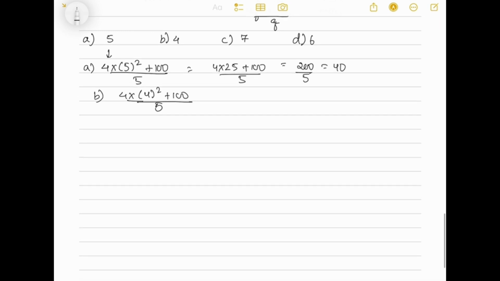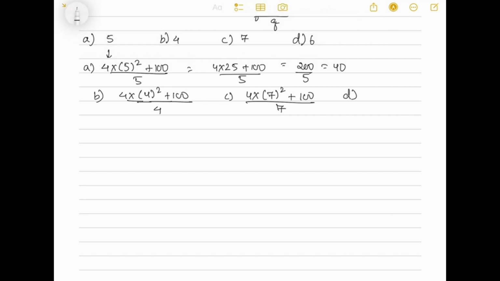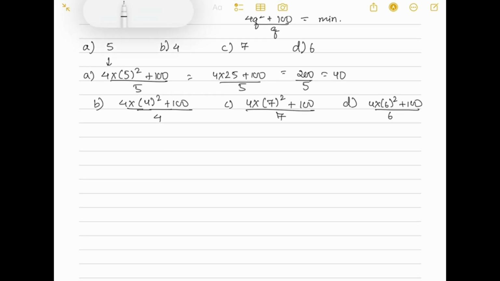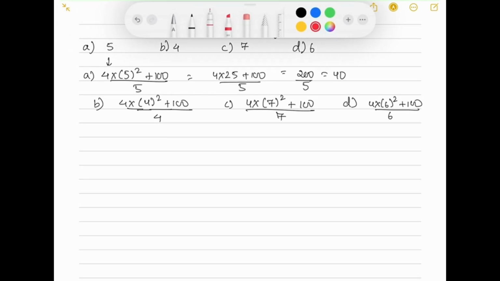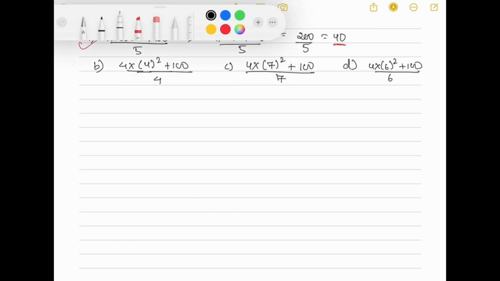And accordingly, when you input all of the other options, for 7 it will be 4 into 7 square plus 100 by 7. I'm so sorry, this will be 4. And for D we will write 4 into 6 square plus 100 by 6. And when you calculate the options, you will find that only option A is coming to you with the minimum answer, so that will be the correct answer.